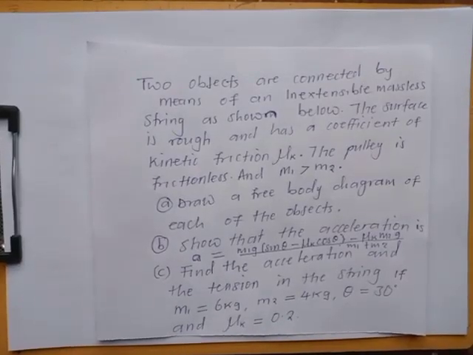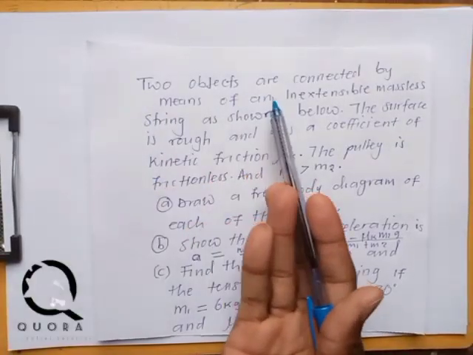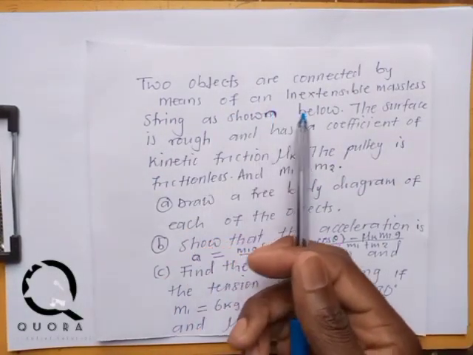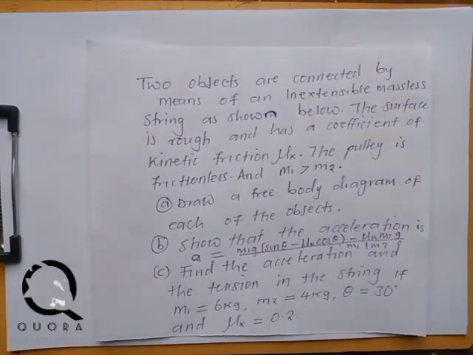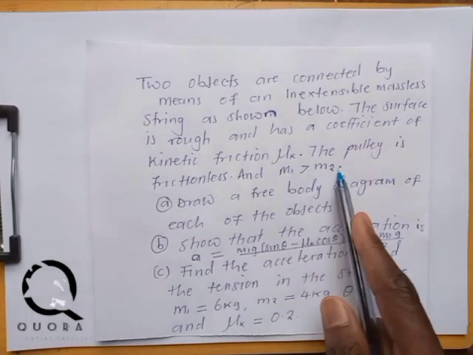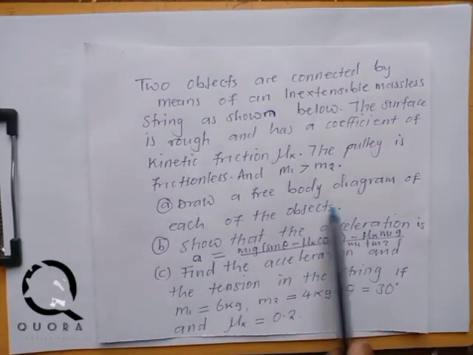In this video, we are going to solve a question based on dynamics, and this question goes like this. Two objects are connected by means of an extensible massless string as shown in the figure below. The surface is rough and has a coefficient of kinetic friction which is mu k. The pulley is frictionless and M1 is greater than M2. So they're saying draw a free body diagram of each of the objects.